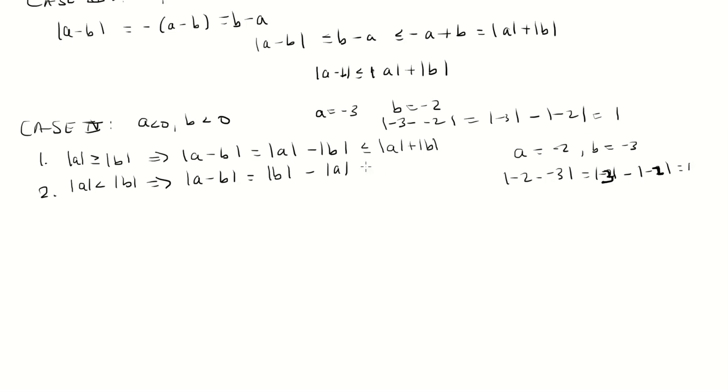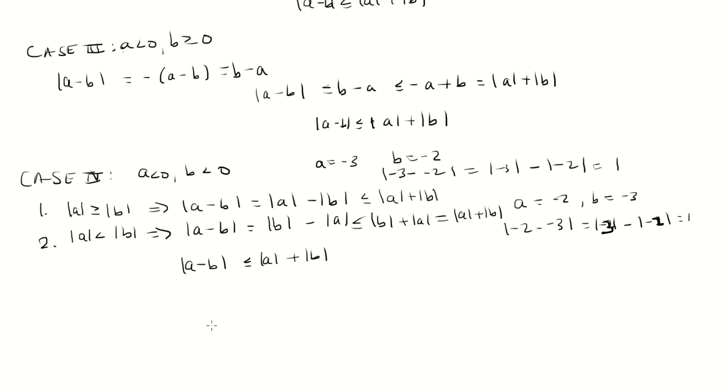Okay, so this will be less than or equal to, again, instead of subtracting them, it'll be adding them, which rearranging it will just be the absolute value of a plus the absolute value of b. And so in both cases, we have that the absolute value of a minus b is less than or equal to the absolute value of a plus the absolute value of b. So in all 4 cases, we come up with the same conclusion. And so the given is proven.